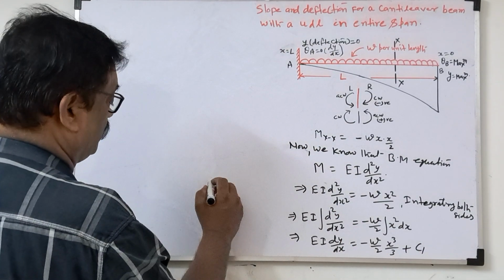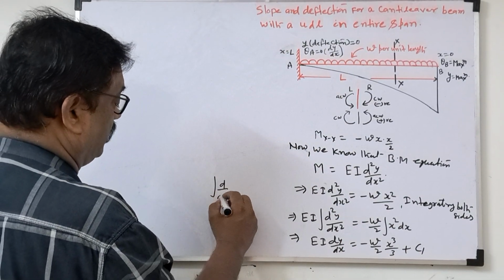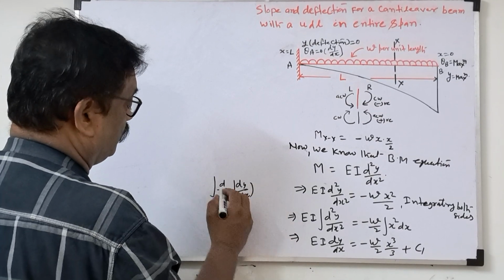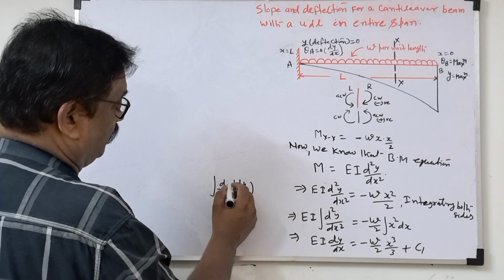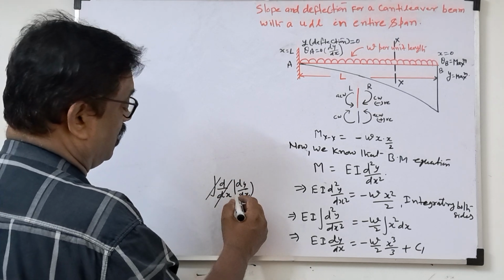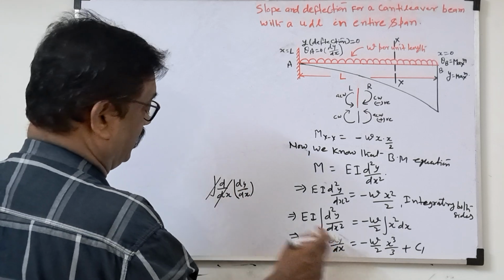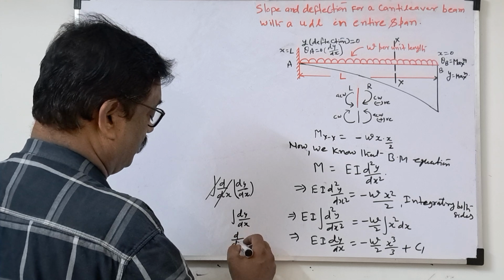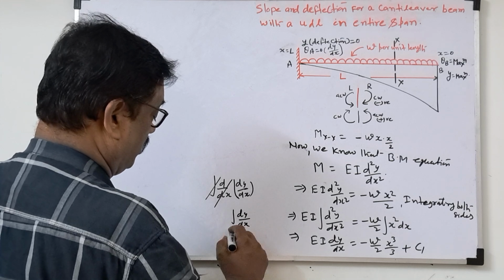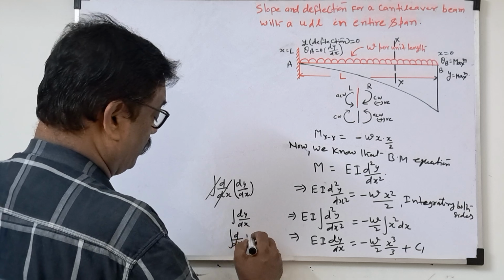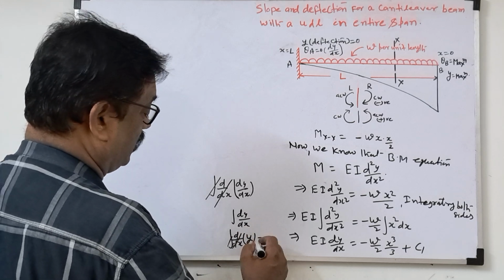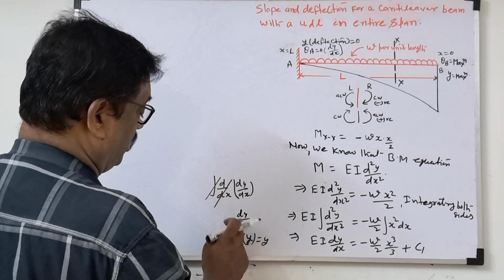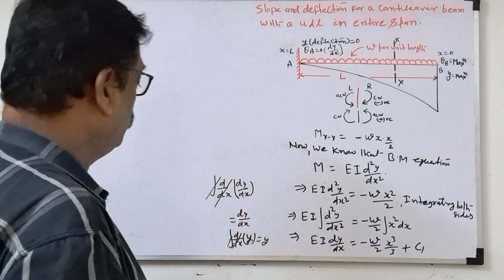So d square y by dx square, we can write as the derivative of dy by dx. Integration and differentiation are inverse operations. So if you integrate d square y by dx square, you get dy by dx. Again, if you integrate dy by dx, you get y. You have to remember this.